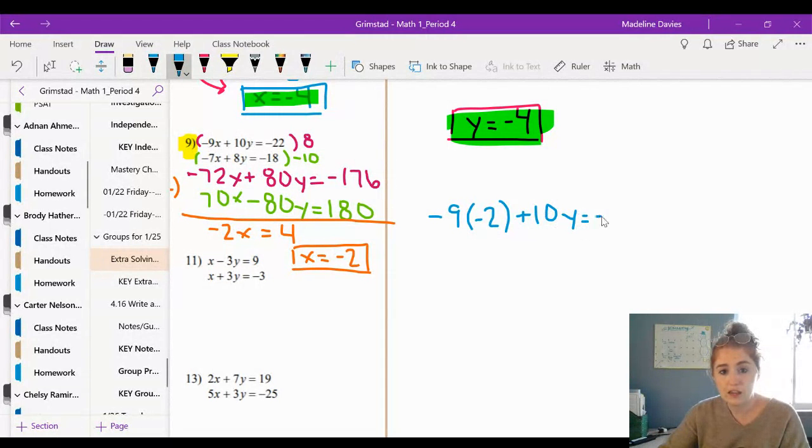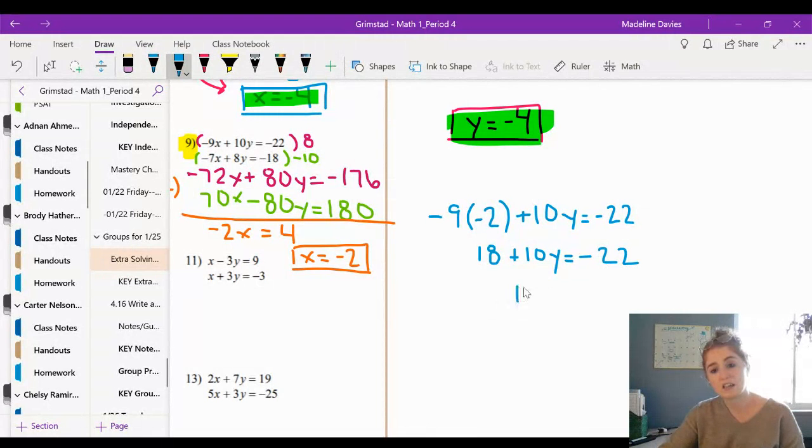equals negative 22. Negative 9 times negative 2 is 18, plus 10y equals negative 22. Subtract 18 from both sides, I get 10y equals negative 22 minus 18. Use my calculator, that is negative 40. Divide by 10 on both sides, I get y equals negative 4.